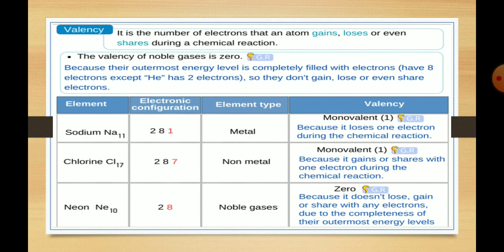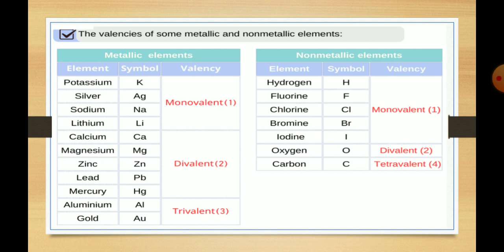For example, sodium Na 11 is a metal and its valency is monovalent because it loses one electron during the chemical reaction. And what about chlorine? Monovalent also, but because it gains or shares one electron during the chemical reaction. And finally, neon in ethane is 0 because it's a noble gas and it doesn't lose, gain, or share any electrons during the chemical reaction. And now we have here metallic elements and non-metallic elements, and each of them has its valency, so you should save them.